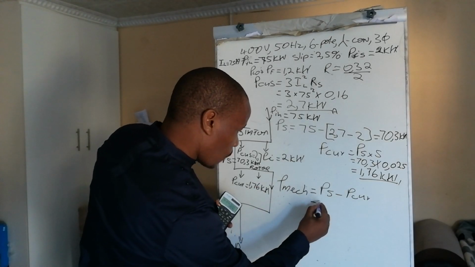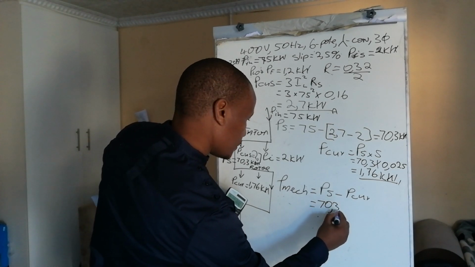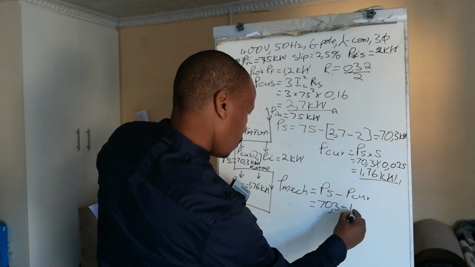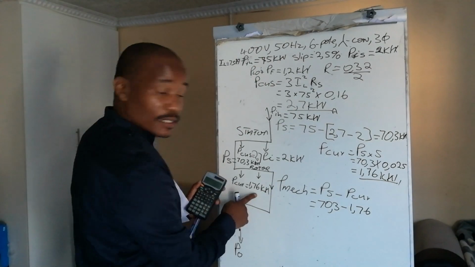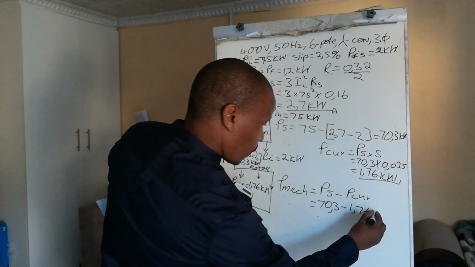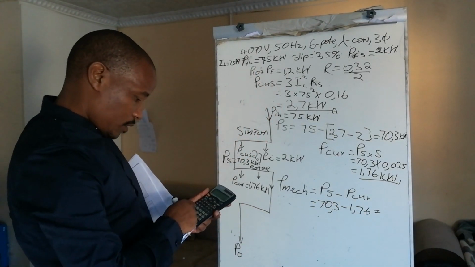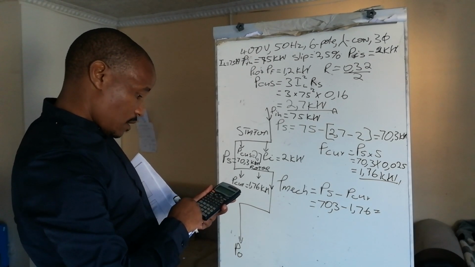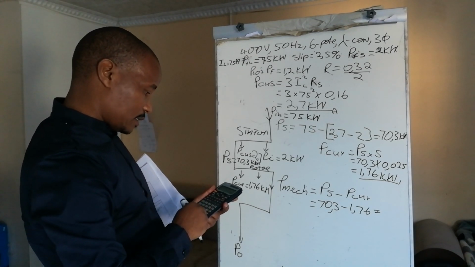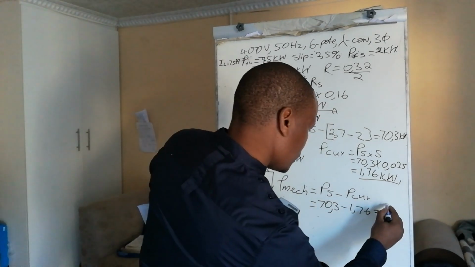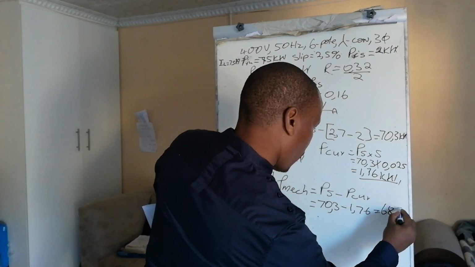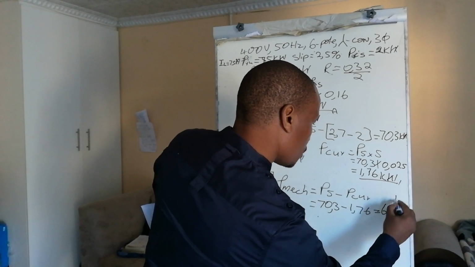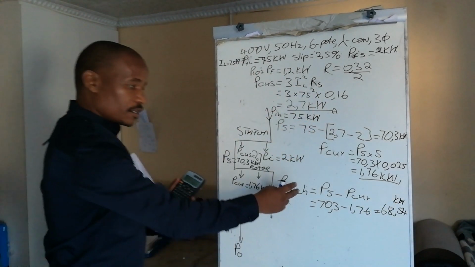And this is equal to what? 70.3 minus 1.76, and the answer is 68.54 kilowatts.